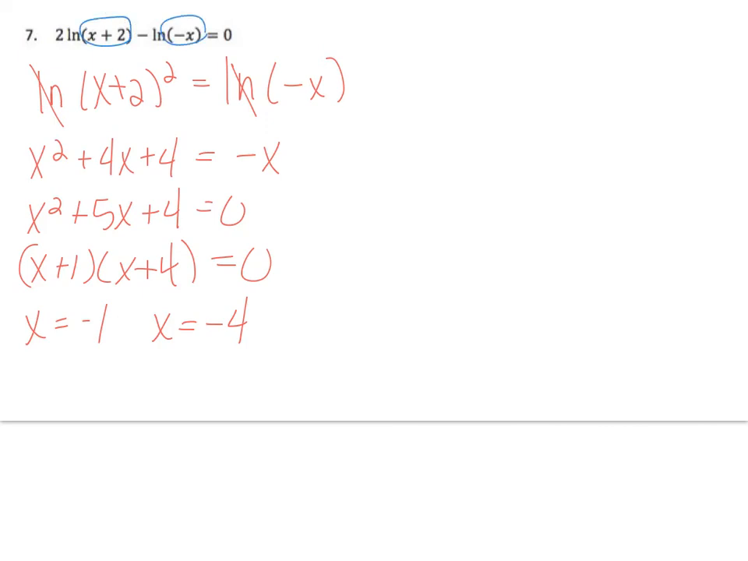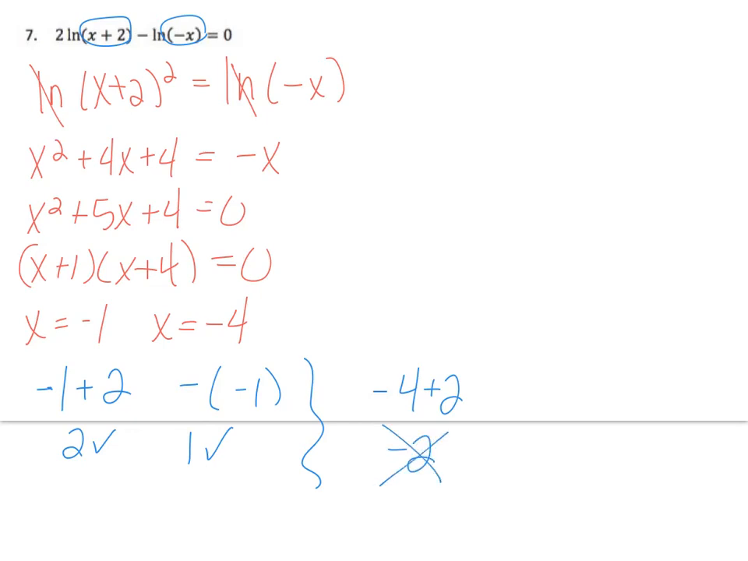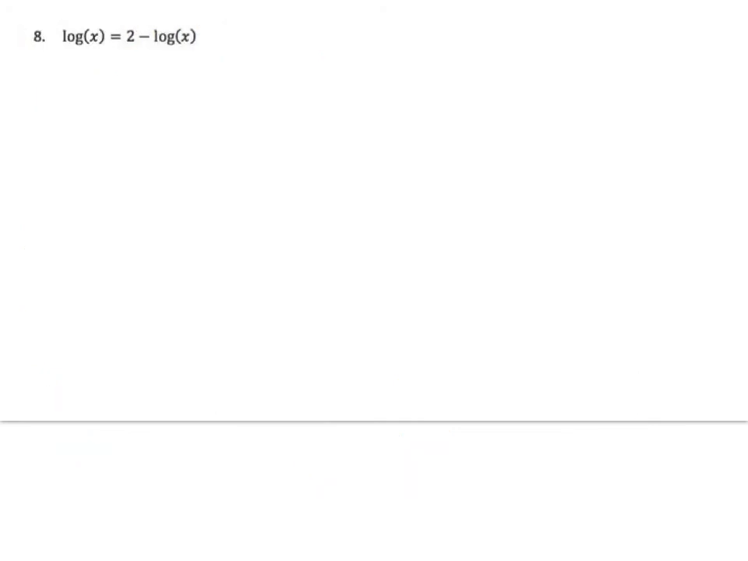I'm going to plug them into here, make sure I don't get a negative answer. So negative 1 plus 2 is 2. I'm good. Negative 1 gives me a 1. So I'm good with both of those. Now let's try the negative 4. Negative 4 plus 2 is negative 2. That doesn't work. So x equals negative 4 is called an extraneous solution because it gives us a negative answer. So the only solution is x equals negative 1.